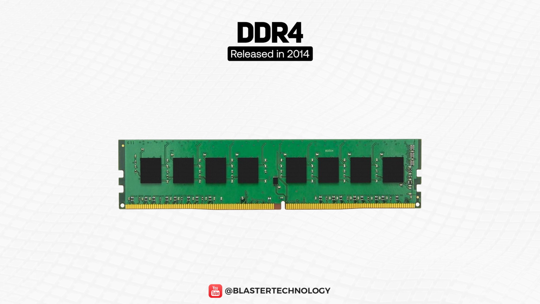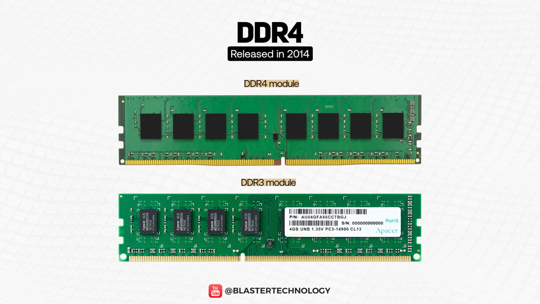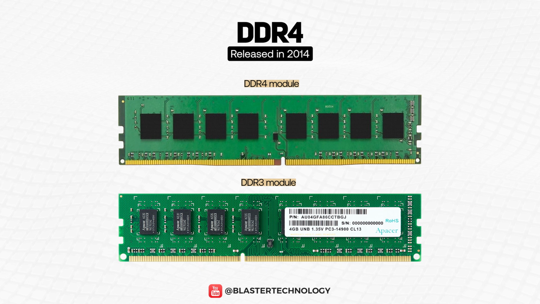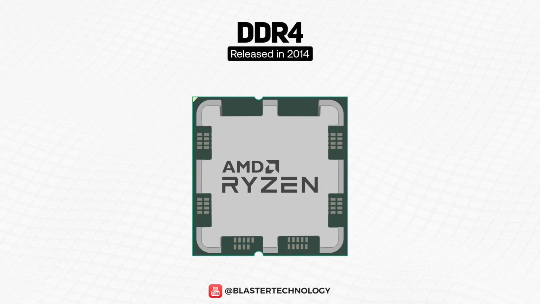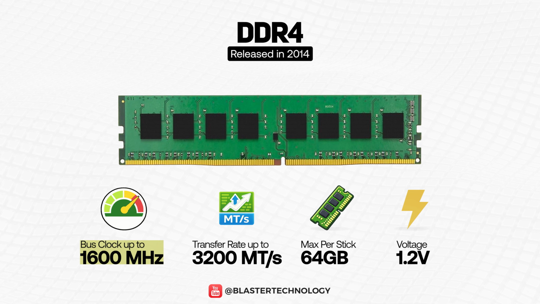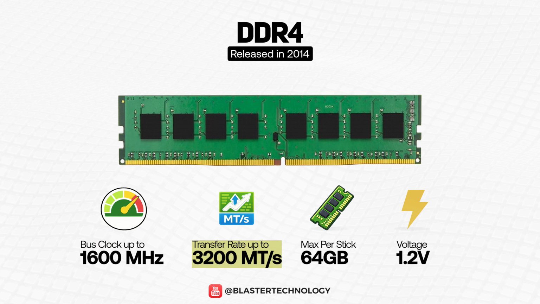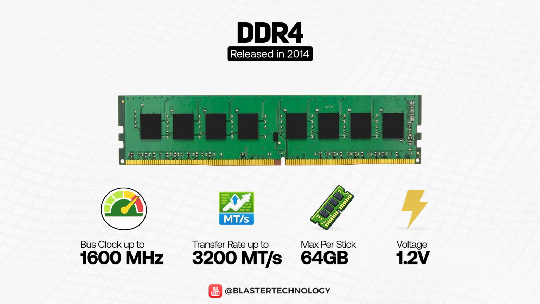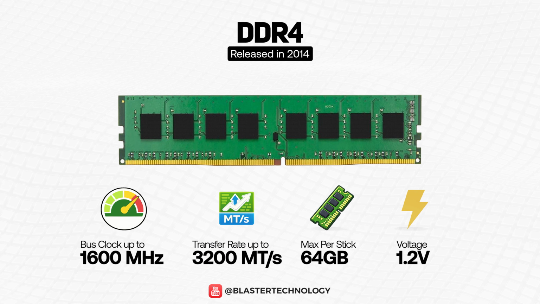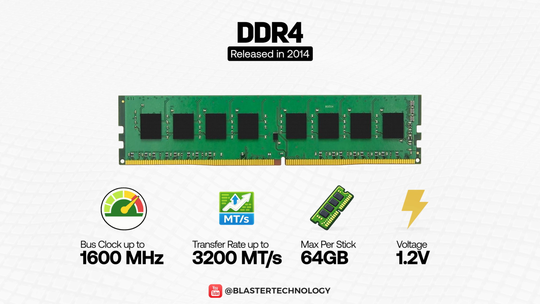DDR4 appeared at a time when DDR3 was already extremely mature and fast enough for most users. However, DDR4 was specifically designed for the next generation of multi-core processors. With a bus clock of up to 1600 MHz and a data rate of up to 3200 megatransfers per second, DDR4 focused not only on raw speed, but also on much more efficient memory usage in modern applications.